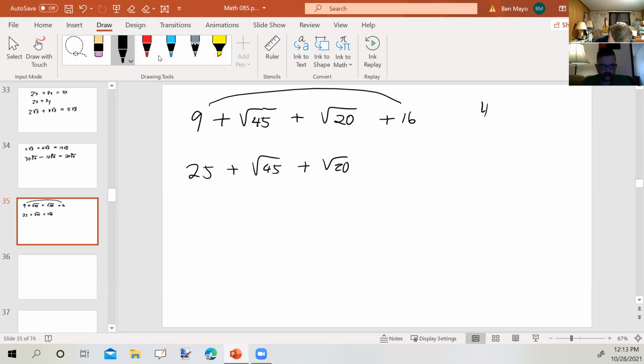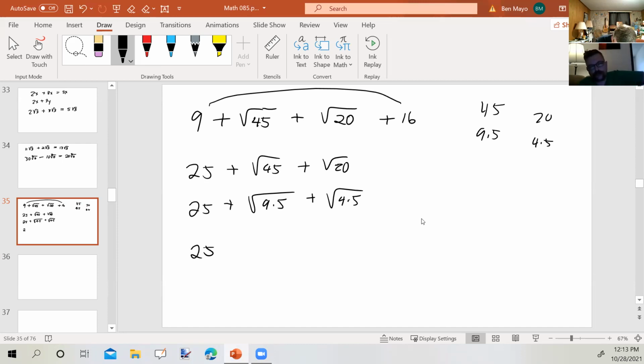So let's take 45. That's 9 times 5. And 20 would be 4 times 5. Okay, so what have I done? I've broken it apart into a square times 5, a square times 5. So this is 25 plus the square root of 9 is 3. The 5 stays inside. The square root of 4 is 2. The 5 stays inside. Oh, now they're like radicals. So I've got 25 plus 5 square roots of 5.